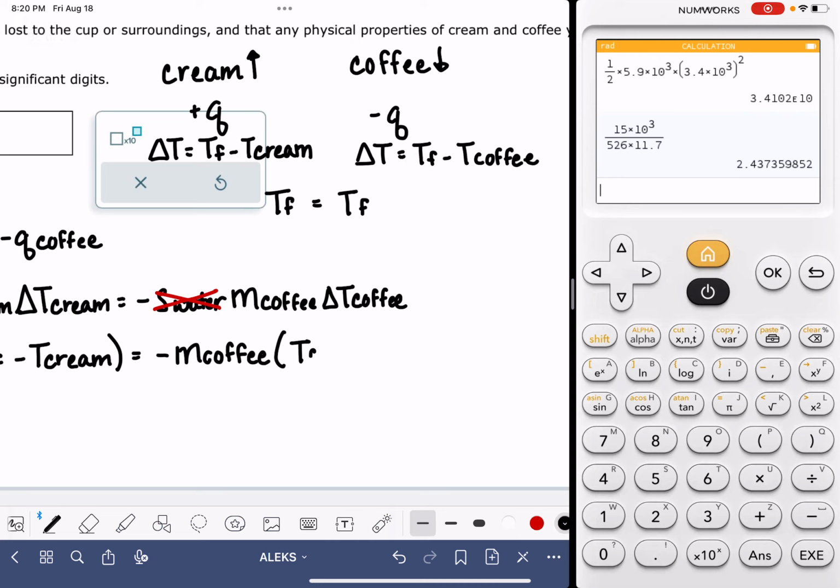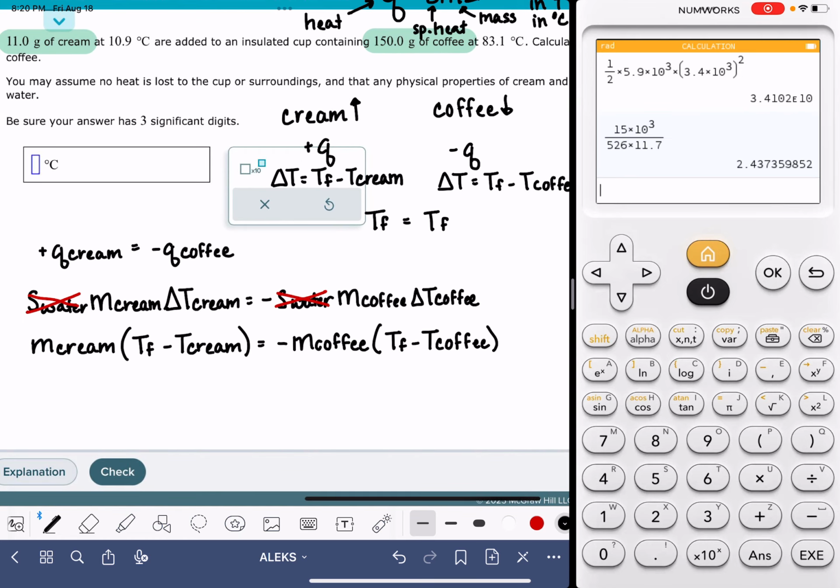minus T coffee. Now, this problem is going to get a little bit algebra heavy, but that's okay because algebra is super fun. What I'm going to do is expand the multiplication on both the left side and the right side, because this variable that we're trying to solve for is this guy right here.